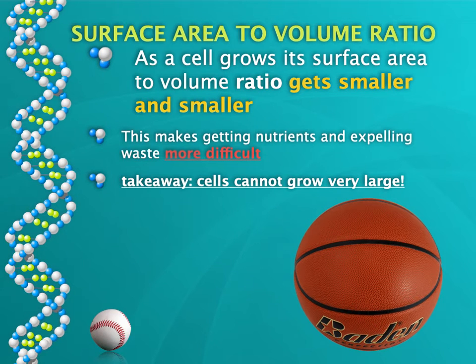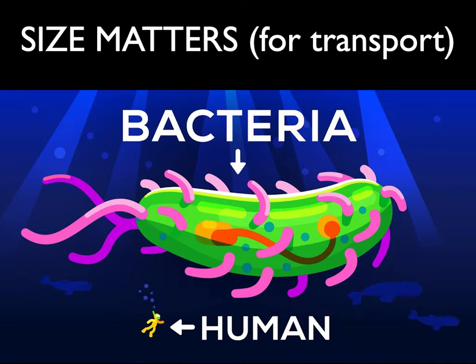There is a surface area to volume ratio, and as you increase the size of something, the surface area to volume ratio gets smaller and smaller. If you are a tiny particle and you want to get to the center of the baseball, it's a short journey. If you're a tiny particle, same exact size, and you want to get to the center of the basketball, it's a very long journey. This makes getting nutrients and expelling waste far more difficult, and your takeaway is that cells cannot grow very large.